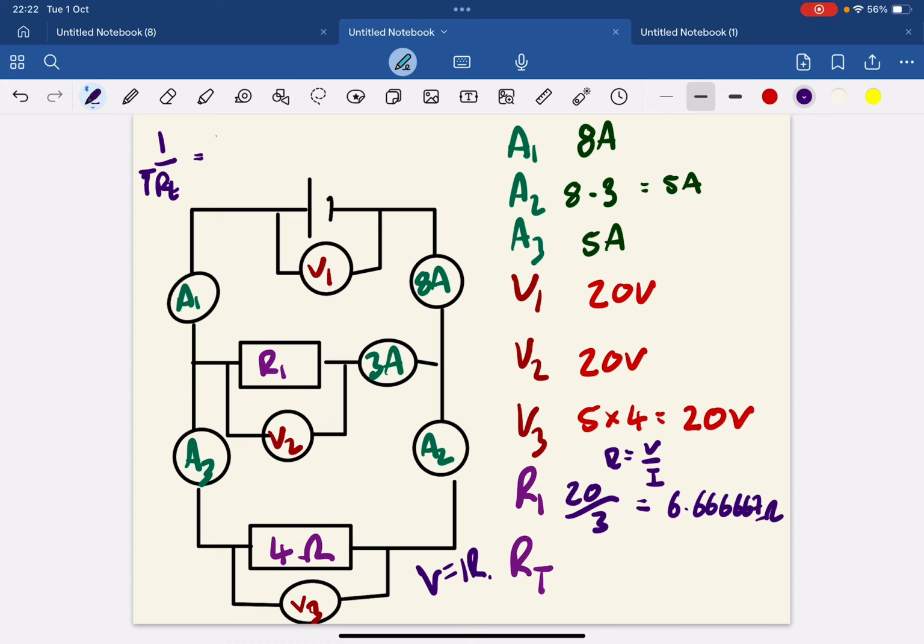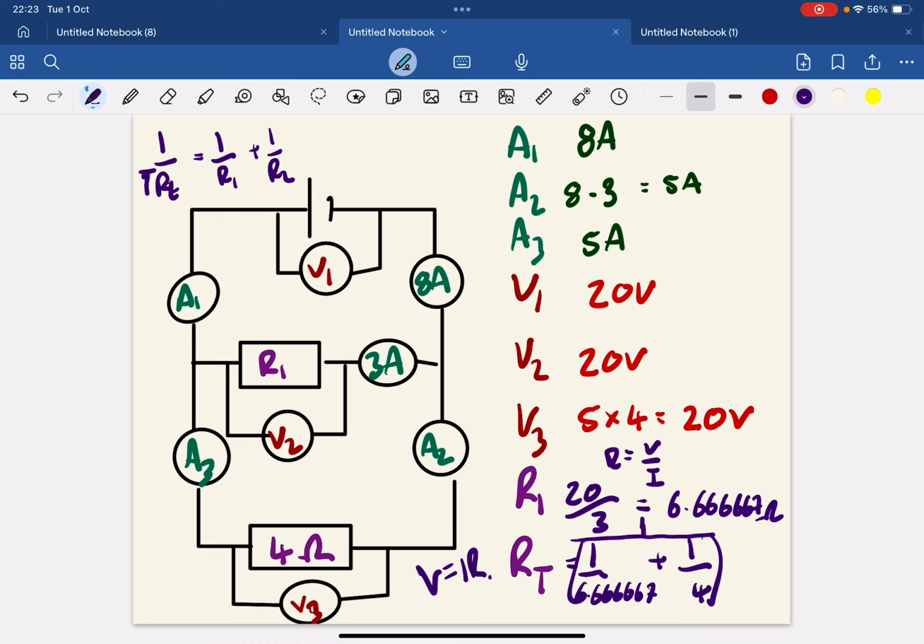is going to be 1 over resistor 1 plus 1 over resistor 2. So our total resistance is going to be equal to 1 over resistor 1, which we've just worked out as 6.66667, plus 1 divided by 4. Okay, so once we've got that answer, well, that answer there is 1 divided by that answer of that equation.